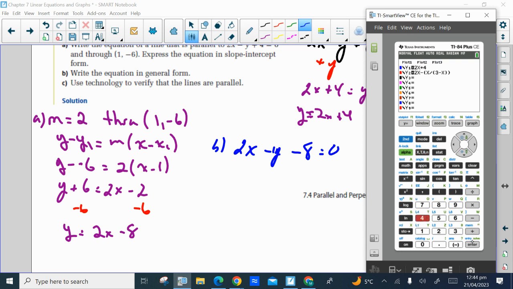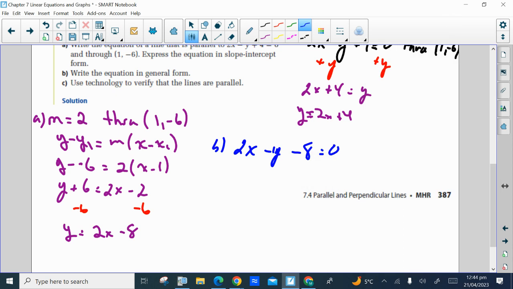2x plus 4 is our first equation. Our second equation is 2x minus 8. So both equations are in there. I'm going to go zoom, which is this button in the very middle of the top row, and choose number 6, which is zoom standard. That sets our windows to -10 and +10 on both the x and the y axes. So when you look at them like that, you can see that they're parallel. But we knew that from the equations. Their slopes are the same, so they have to go at the same angle. They will be parallel lines.